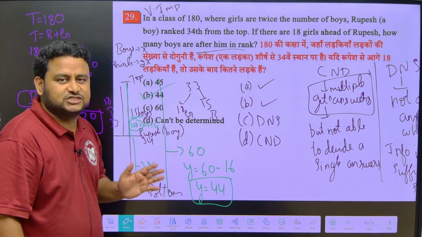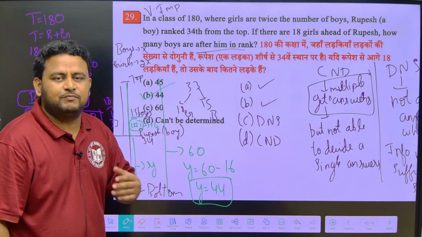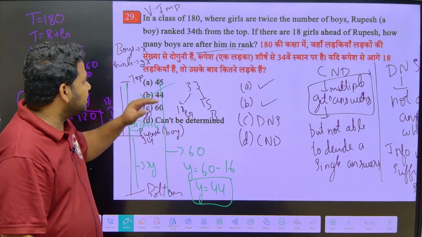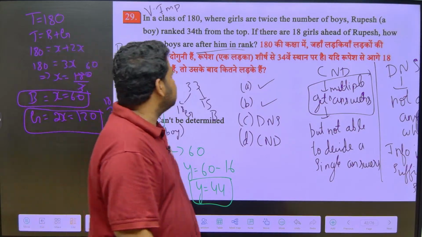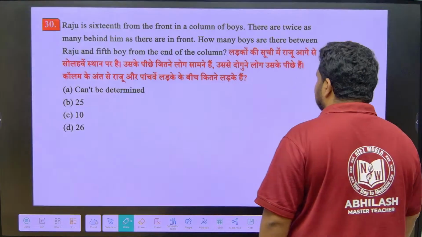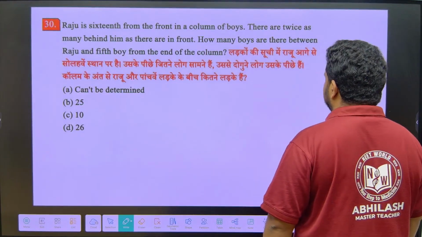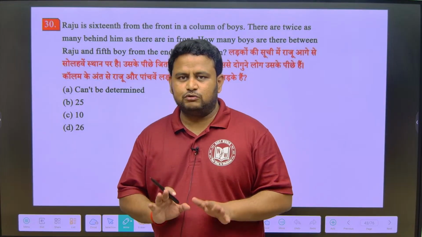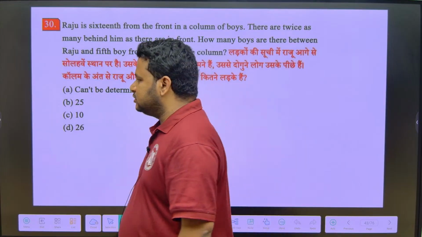Total boys are how much? 60. So after Rupesh how many boys are there? 60 minus 16, that is equal to 44. Is it clear? So the answer to this question is 44, the right answer, friends. Clear? All of you, is it clear? If it is clear, do respond. Understood? The answer to this question is 44.